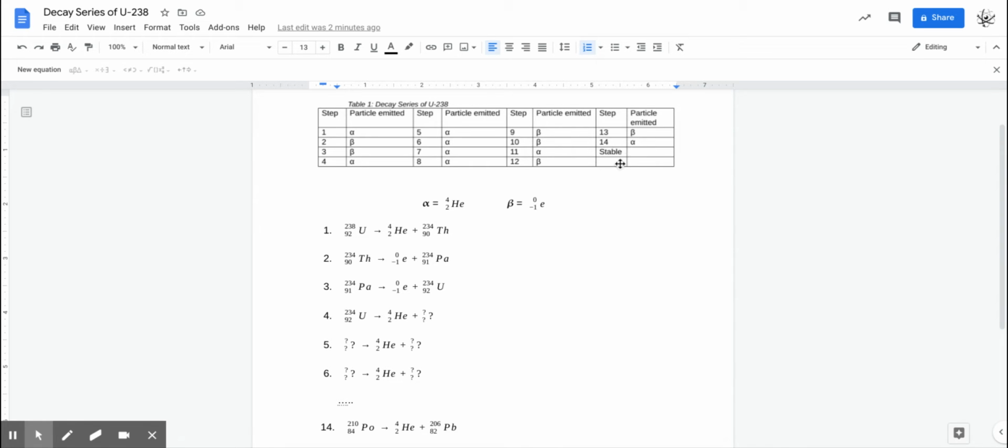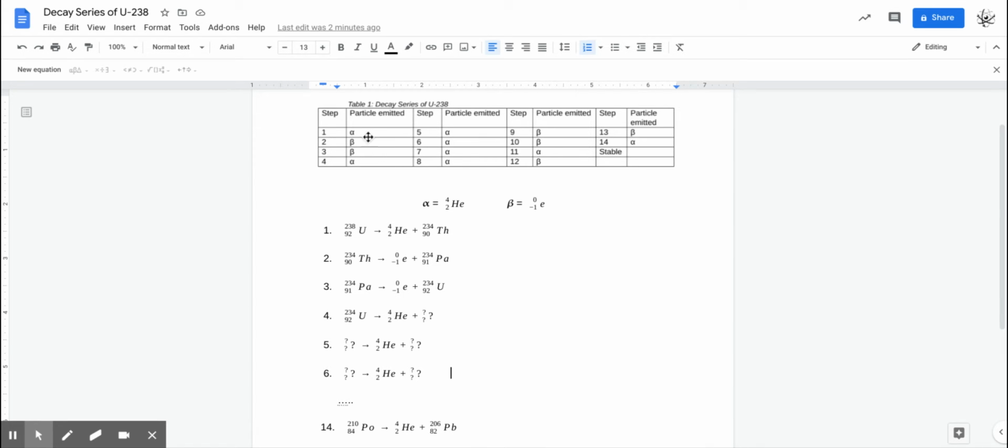final stable daughter atom. And I mentioned that if you did the decay series correctly, you would find the final stable daughter atom to be lead 206. So this is the final step here if we've done our decay series correctly. And I mentioned that in class last time we were together. So how do we get there?